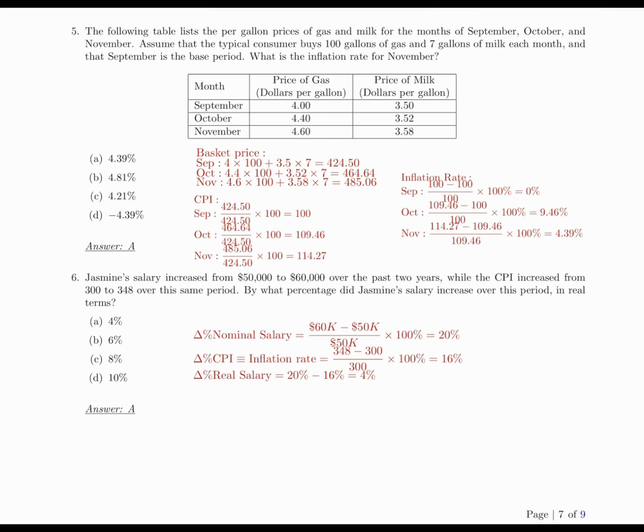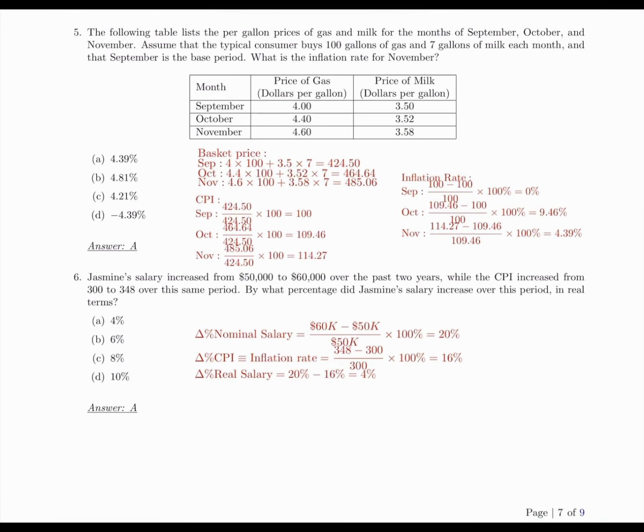After determining the CPI, you can then calculate the inflation rate. Remember, the inflation rate is the percentage change of the CPI from the previous month. Based on these calculations, the answer is A. The inflation rate for November is 4.39%. Question number 6. To answer this question, start by calculating Jasmine's nominal salary percentage change.